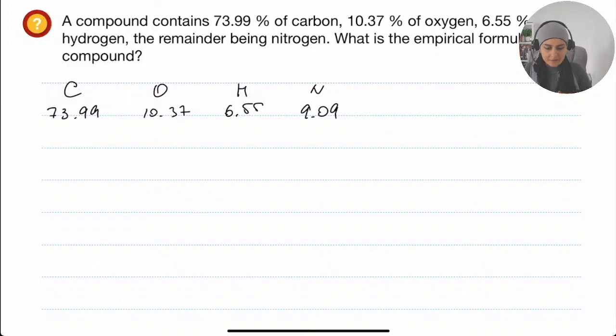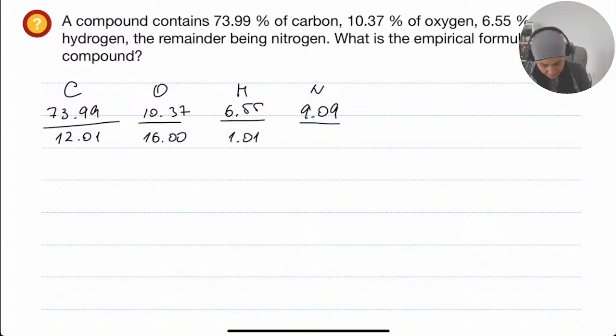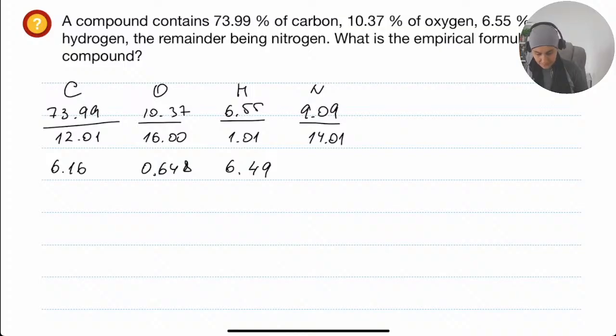9.09, and then I divide everything by relative atomic masses. So this is 12.01, this is 16.00, that's 1.01, and nitrogen was 14.01. So let's divide 73.99 over 12.01, 10.37 over 16, which is 0.648, this is 6.49, and this is 0.649. Then I divide all the numbers by the smallest, so by 0.648.